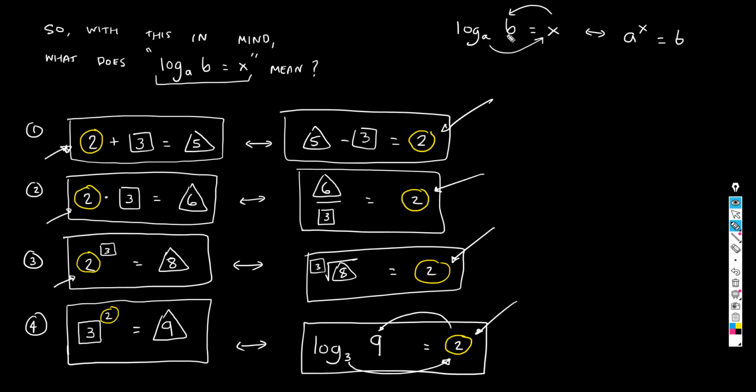A raised to the x is equal to b. And this statement and this statement are equivalent. They are completely equivalent. If sometime later in the future you don't like working with logarithms, you can always go back to the exponential form, which is this one. Because this and this are exactly the same thing, guys. They are equivalent. Let me give you more examples.